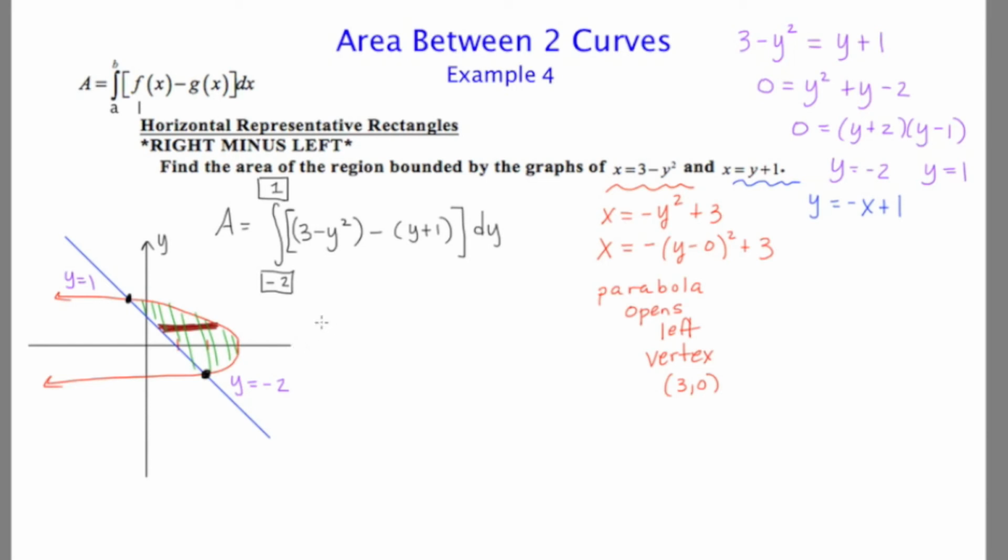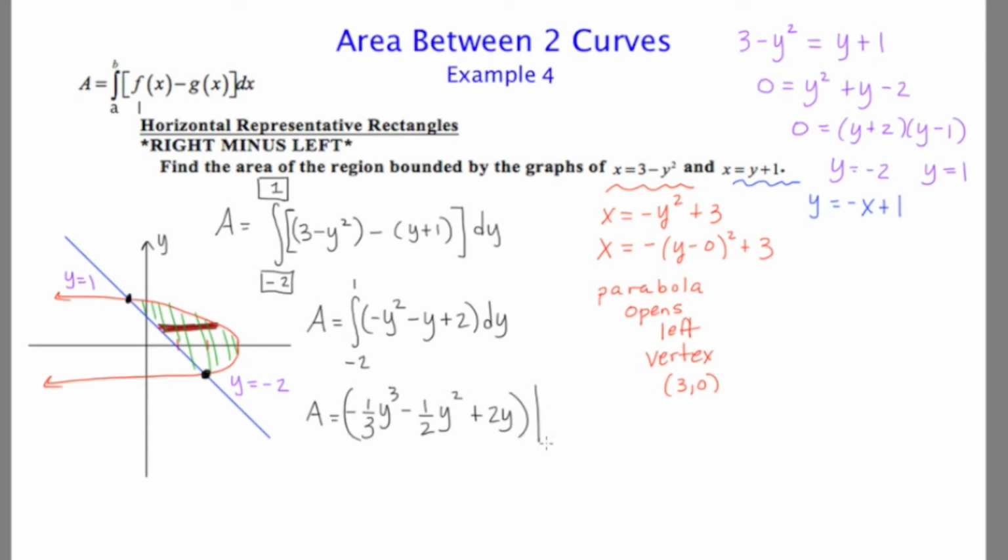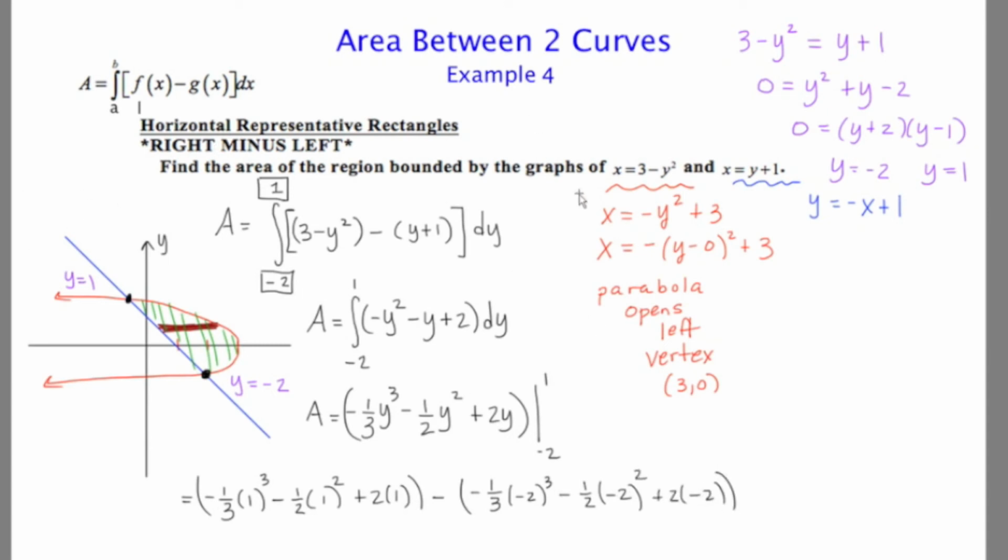Okay, continuing by hand, if I were to continue this process, combining like terms, I'm going to have negative y squared minus y plus 2. Integrating this expression, we're going to get negative 1/3 y cubed minus 1/2 y squared plus 2y. Now first I'm supposed to plug in 1. Then I'm going to have to subtract from that the result when I plug in negative 2. Okay, so I'm running out of room here, so I have to get rid of maybe some of this other work that we had done up top. That's all right.